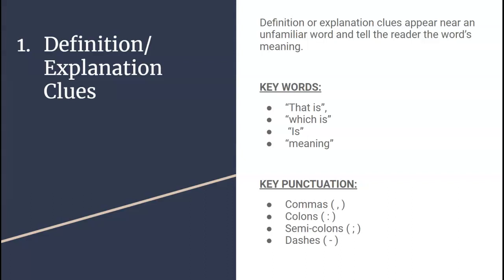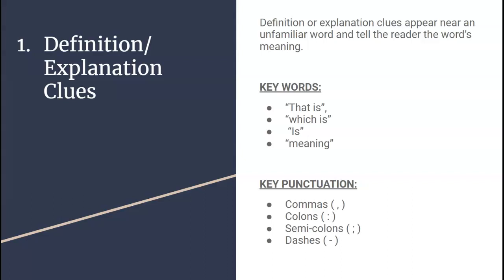The first type of context clue that we're going to go over is called a definition or an explanation clue. With a definition or explanation clue, these appear near unfamiliar words and they tell you what the word means. This is my personal favorite type of context clue, if you can find them, because they literally right there in the text just give you the definition of the unknown word, and we'll look at some examples of that in just a second.